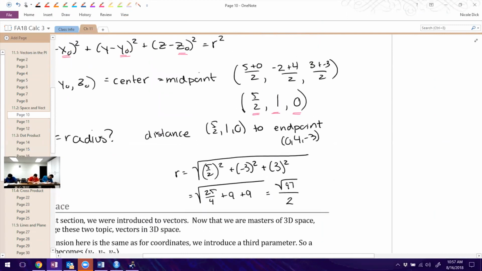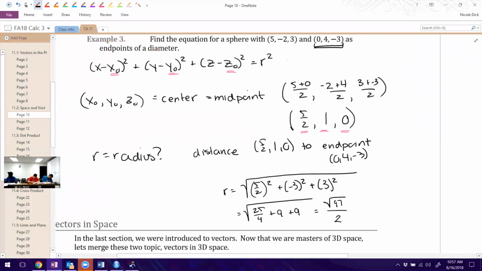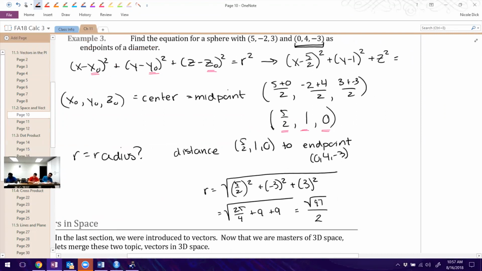So plugging all this stuff in to find the equation of the sphere, which is actually what the problem asked us to do, we're going to get x minus 5 halves, since that's our center, squared, plus y minus 1 quantity squared, plus z minus 0, so just z squared, equals, and then what we have now is just our radius, so we really didn't need the square root part, but just think about going back and squaring both those, we'll get 97 over 4. So that's the equation for the sphere.